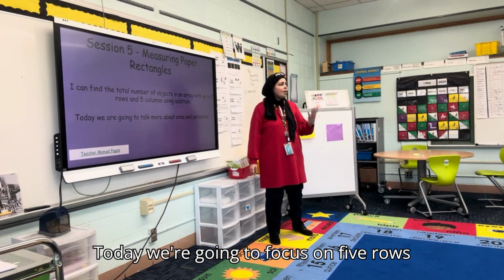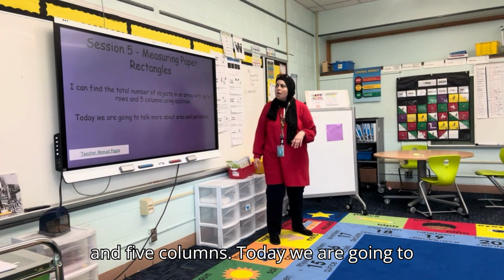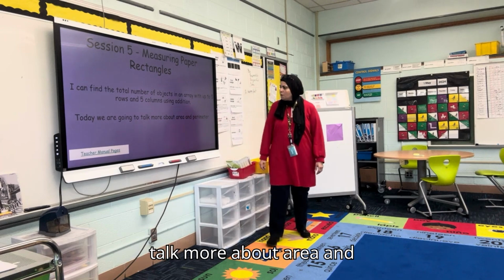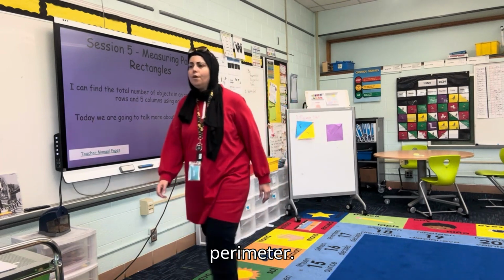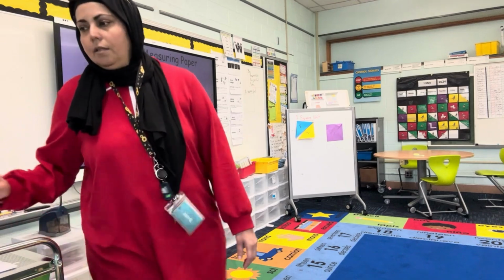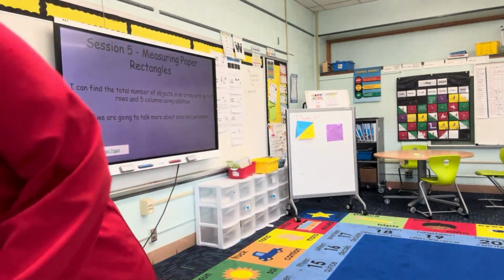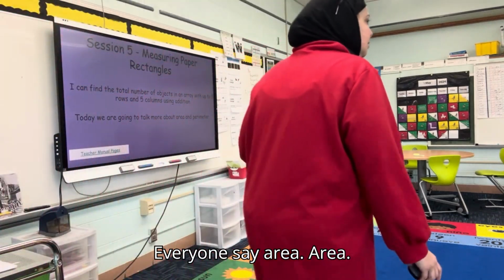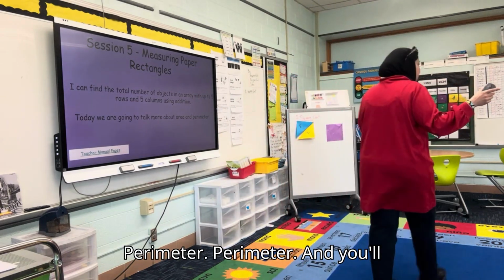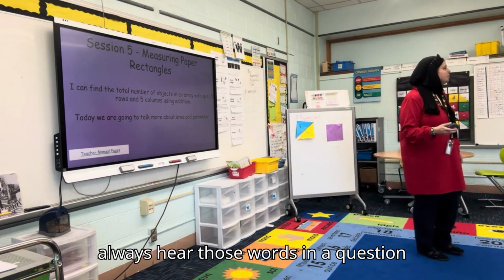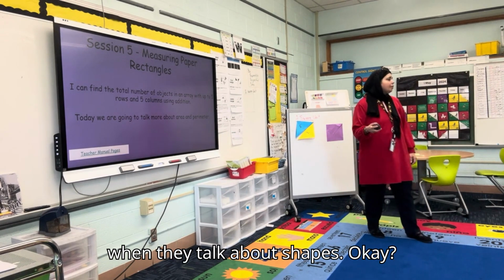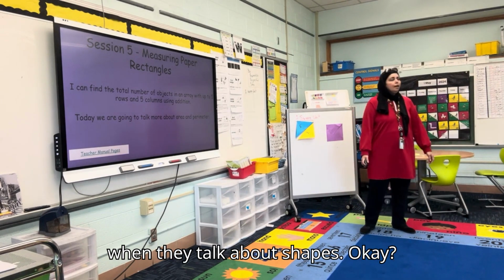Today we're going to focus on 5 rows and 5 columns. Today we are going to talk more about area and perimeter. Everyone say area. Area. Perimeter. Perimeter. And you'll always hear those words in a question when they talk about shapes. Okay? Moving on.